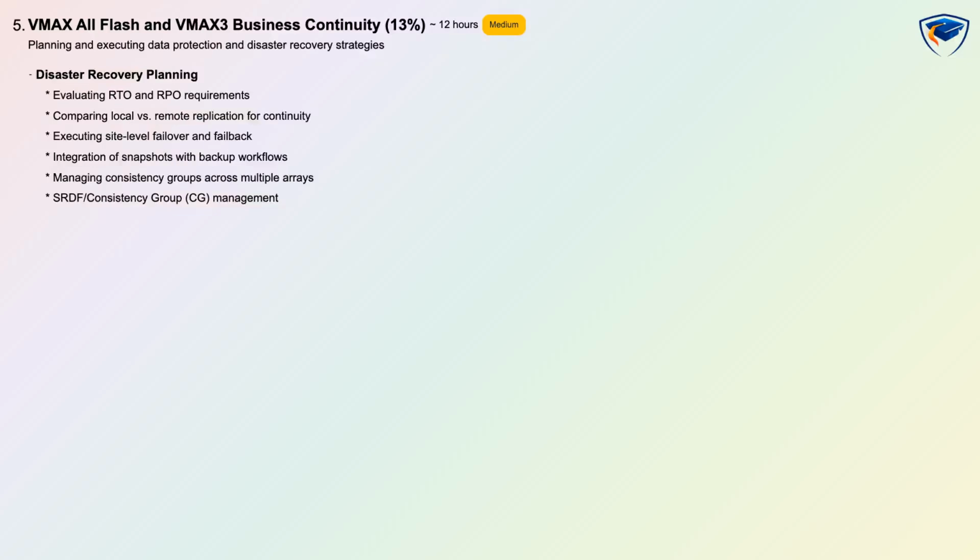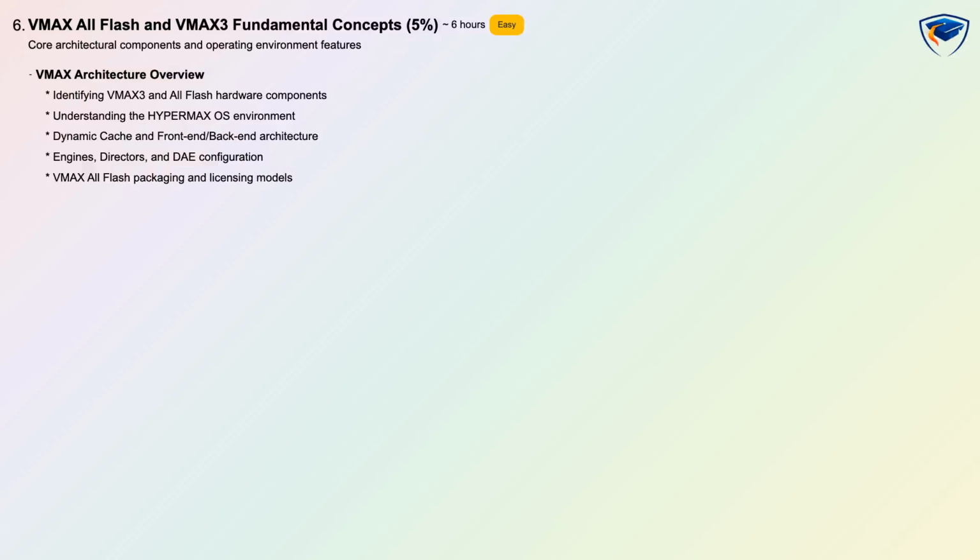VMAX All-Flash and VMAX 3 business continuity is 13%, medium difficulty with about 12 hours of study and scenario-based assessment. Here you will plan and execute data protection and disaster recovery strategies by evaluating RTO and RPO, comparing local versus remote replication, and executing site-level failover and failback. The syllabus also includes integrating snapshots with backup workflows, managing consistency groups across arrays, and SRDF consistency group management for coordinated recovery operations.